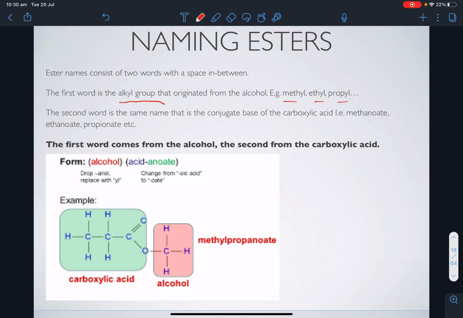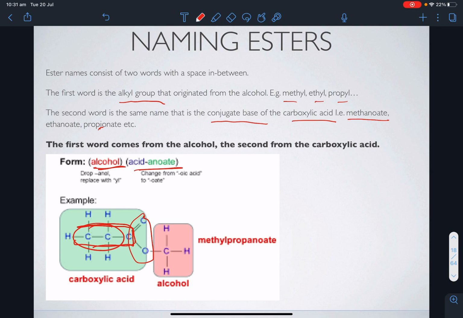The second word is kind of like the conjugate base of the carboxylic acid. Okay, so it's like methanoate, ethanoate, propanoate, not propionoate, propanoate, butanoate. Okay, so the form is alcohol and then the acid. Okay, so here's my example. I've got three there, and that has the ester group on it. So that came from the carboxylic acid. So it's 1, 2, 3.